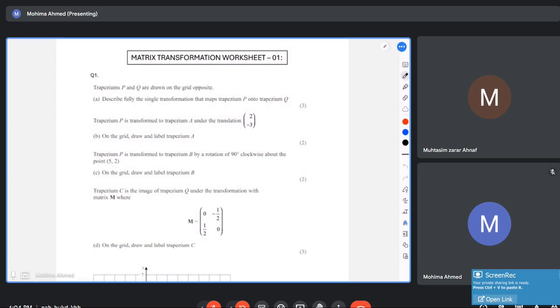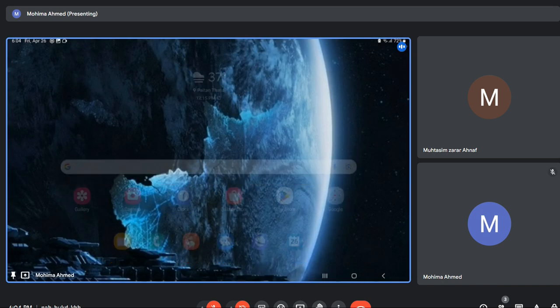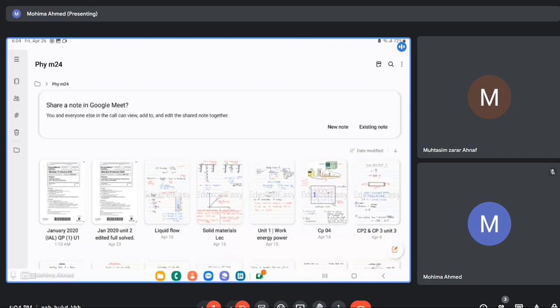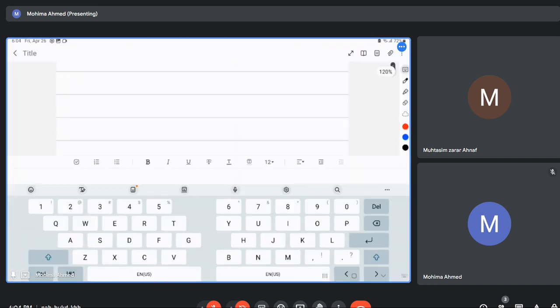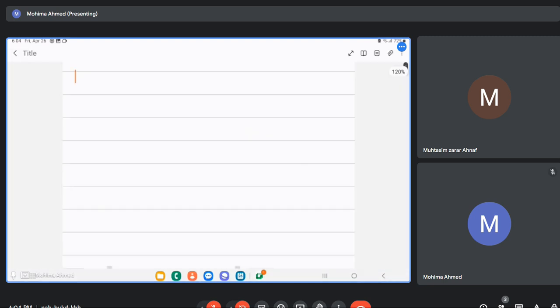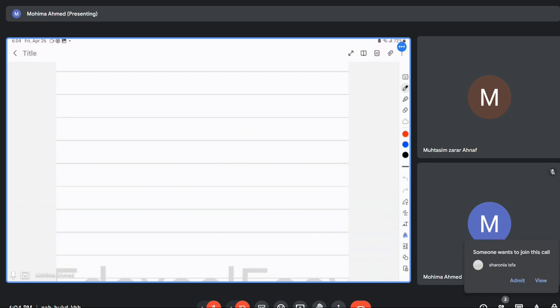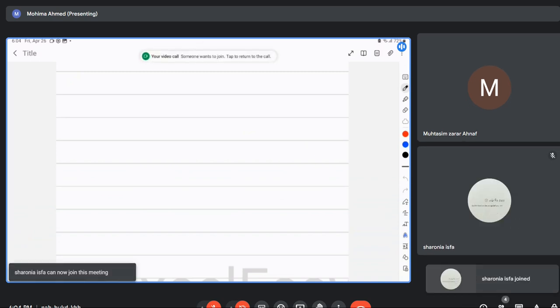Now this is about the only case for matrix transformation. I'll just give you the list of things we're going to deal with in matrix. One minute, I need to open a different file. Let's first understand what are the things we're going to come across in matrix.